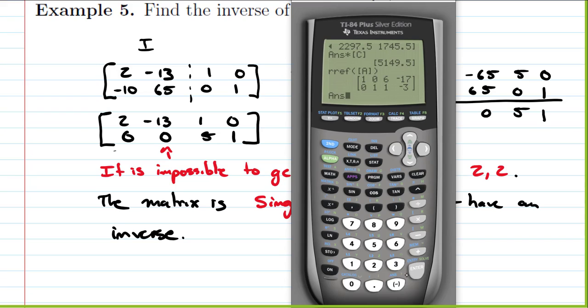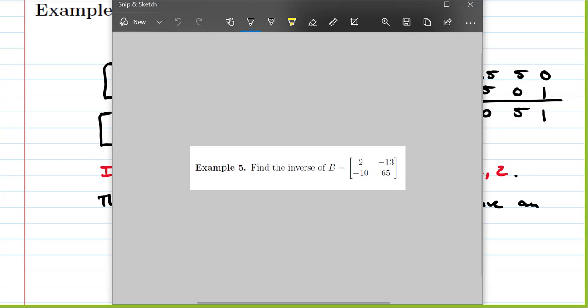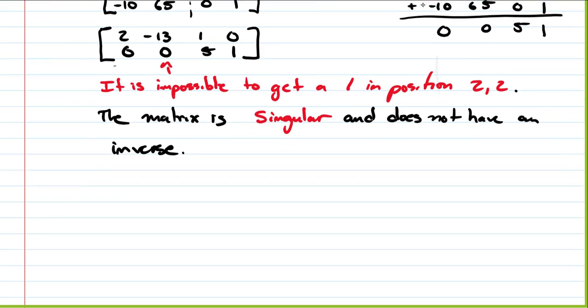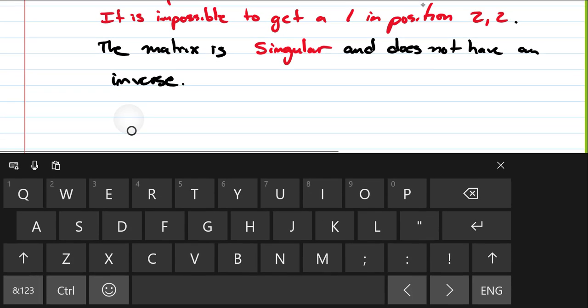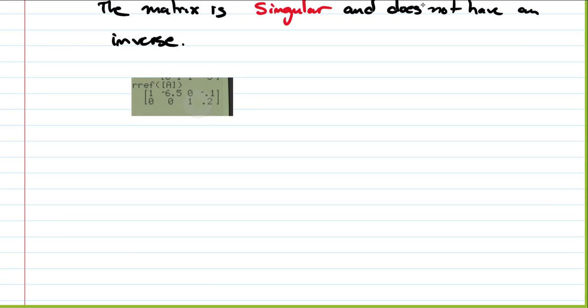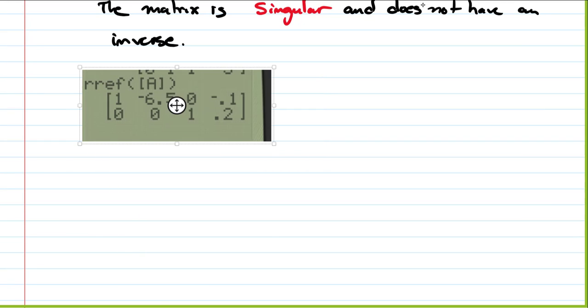So then if I RREF matrix A that I just saved in, well, notice I get that same row of zeros when I do it on my calculator. So once again, we did not get the identity on the left-hand side. So when we look at our comparison, we get the same thing. The matrix is not invertible.